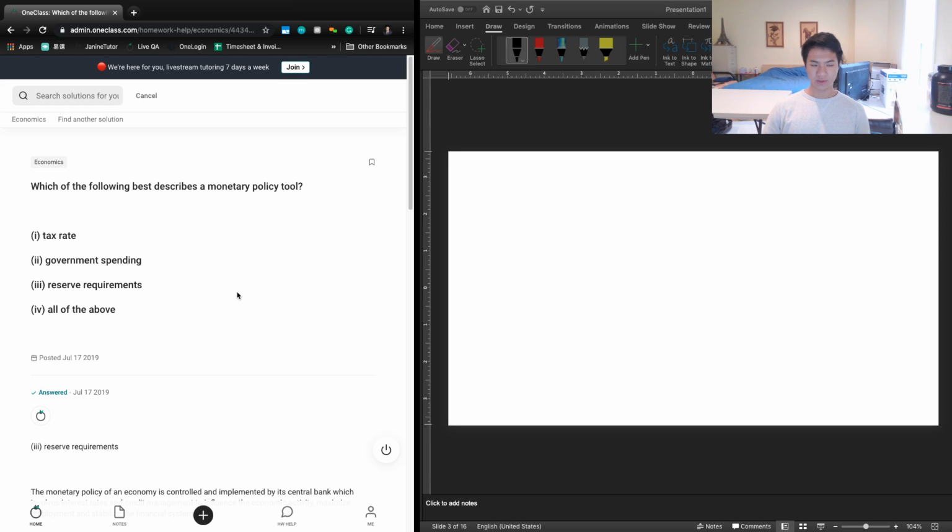So it's not going to be A, B, or D, because all of the above is eliminated by eliminating A and B. And so the third is reserve requirement, and that is going to be a monetary policy tool.